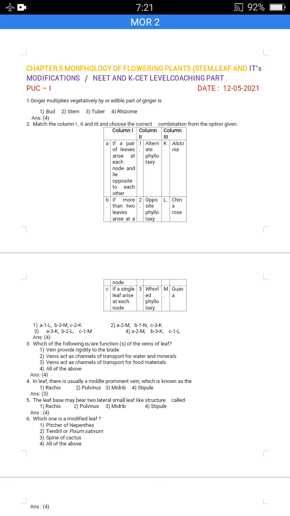It means options 1, 2, 3 are the correct functions of the veins which are present in the leaf. So now let us see the functions once again.